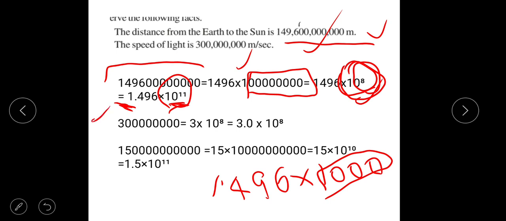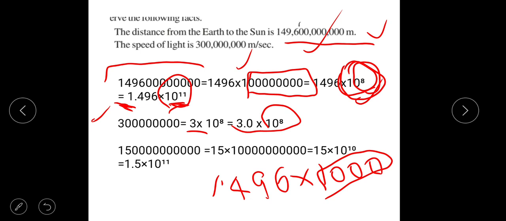Look at the second example, that is the speed of light. You already know 3 million meter per second is the speed of light. There are 8 zeros here also, but here it is a one-digit number only, 3 into 10 raised to 8, that can be written as 3.0 into 10 raised to 8. Now changing this to an exponential power of 10.